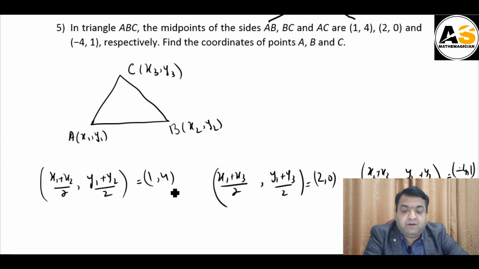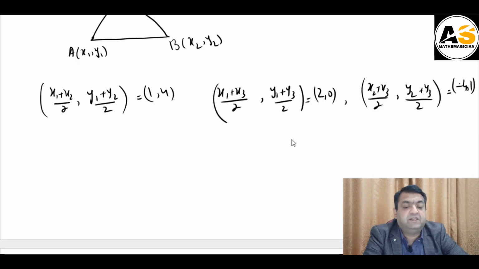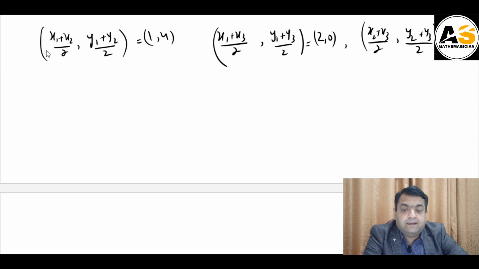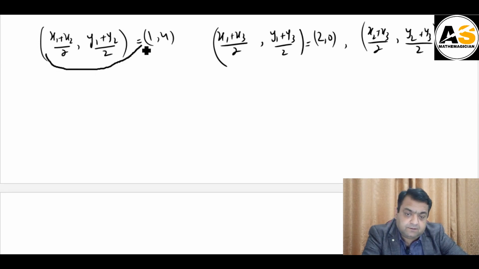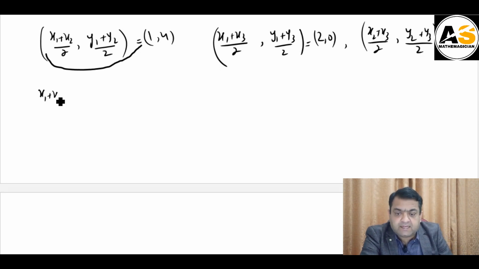So I have taken the midpoint of AB and put it equal to (1, 4), accordingly the midpoint of BC equal to (2, 0), and the midpoint of AC. From here, what will I get? I will equate this to 1, and in result I will get x1 plus x2 is equal to 2. This 2 will be multiplied with this. I got equation number 1.